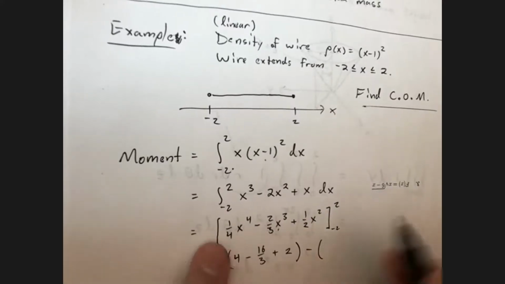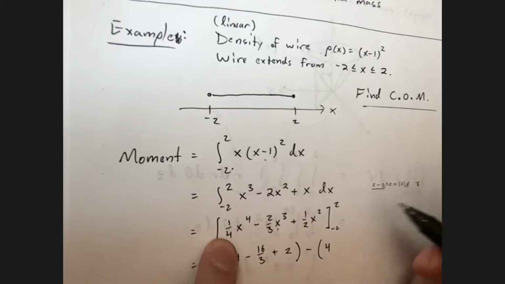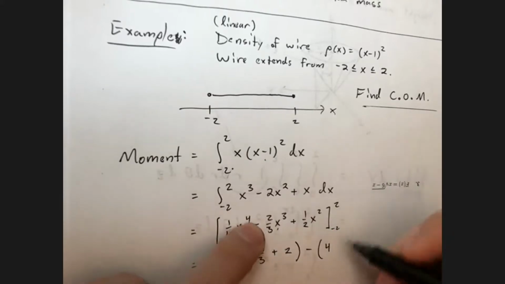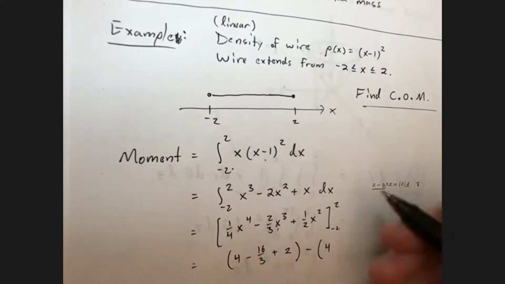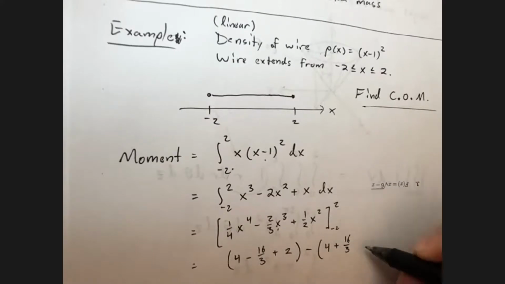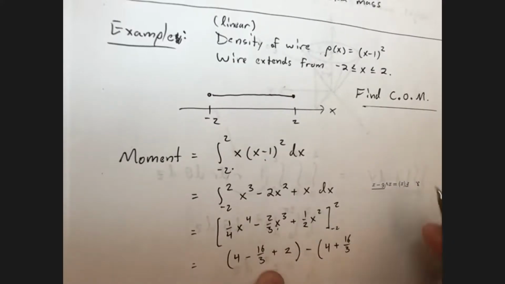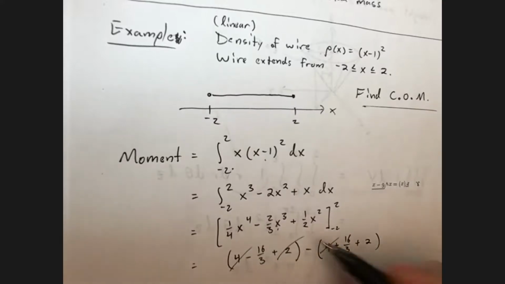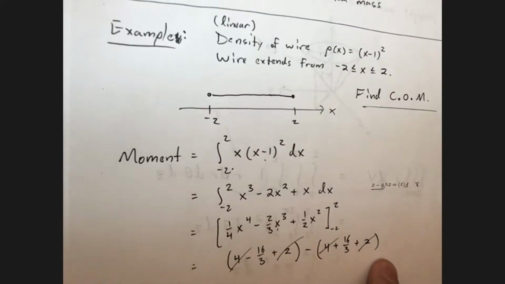When I plug in -2, I get, again, 4, because a negative and a negative make a positive, and again 2 here. So the 4's cancel, the 2's cancel. So I really just have -16/3 minus 16/3, so that's minus 32/3. That wasn't too bad. All right, that's the moment.